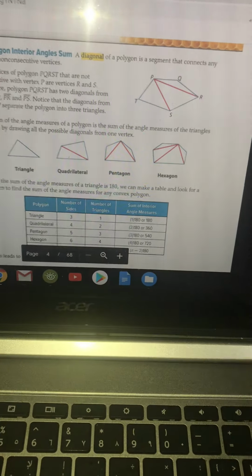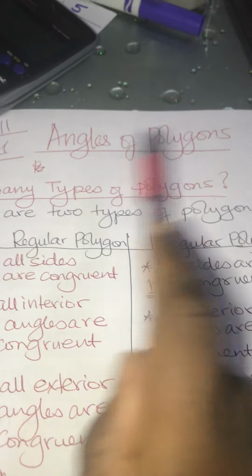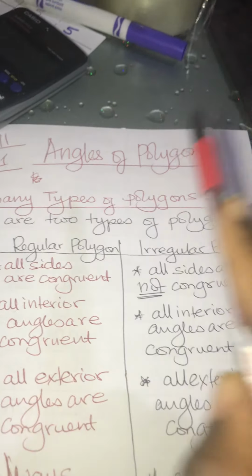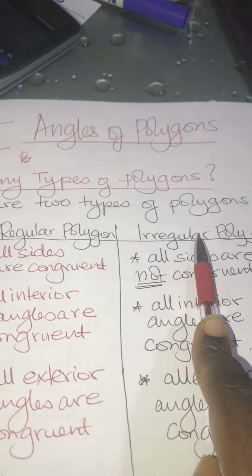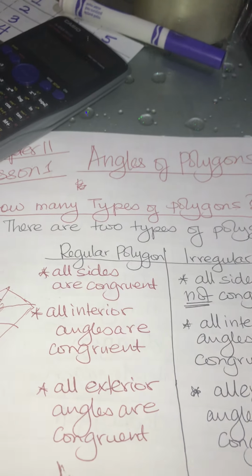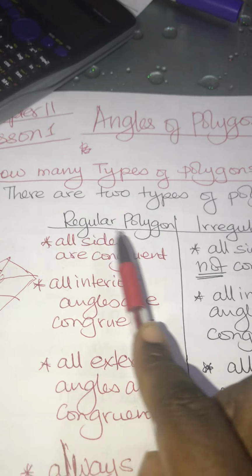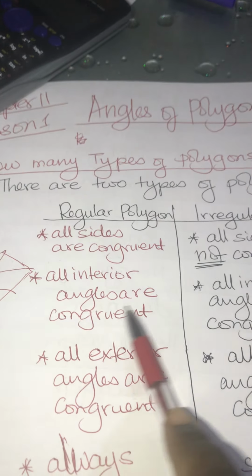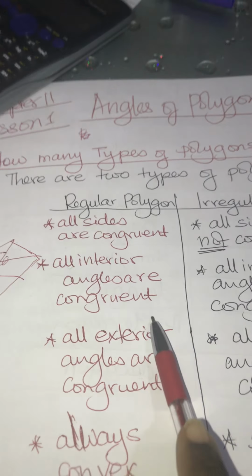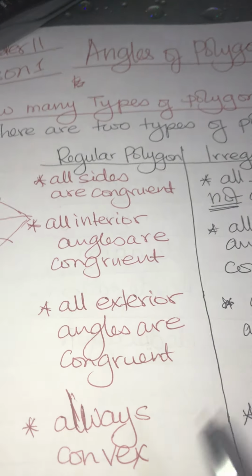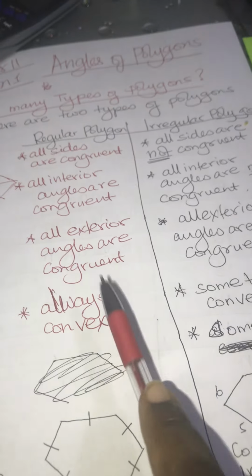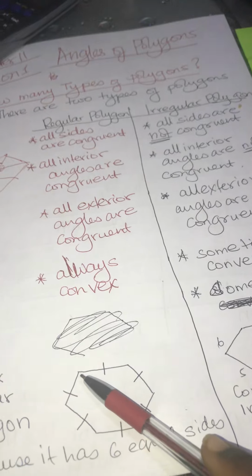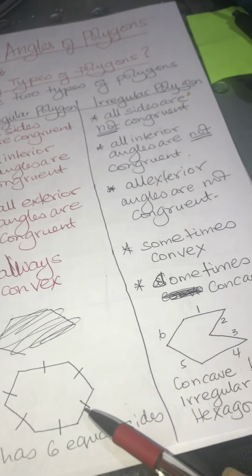Okay? Let us remind ourselves, because I know some of you have forgotten. How many types of polygons? We have 2 types, regular and irregular. Let's talk about the regular polygon. All sides are the same. All sides are congruent. All interior angles are congruent. All exterior angles are congruent. Always convex. Always. Convex means all the angles are going outside.